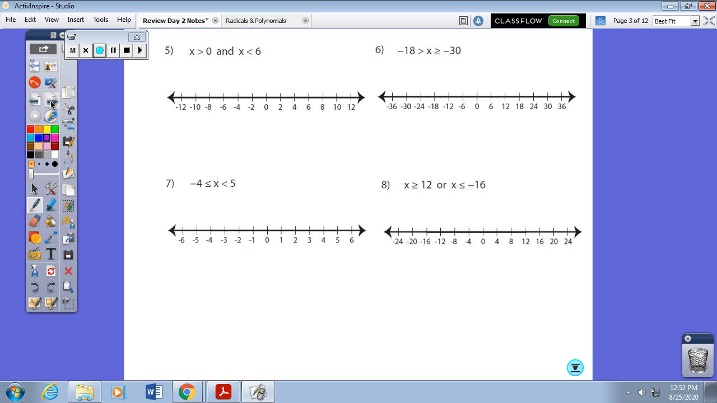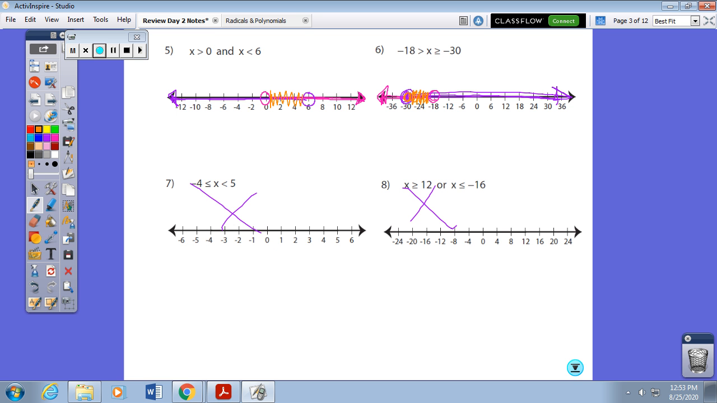Okay, go ahead and try 5 and 6. We're going to skip 7 and 8. Okay, then again here we have this shaded region in between. Everything from 0 to 6, not including 0 and 6. The next one we're going to include -30 here, but we're not going to include -18, so everything in between.